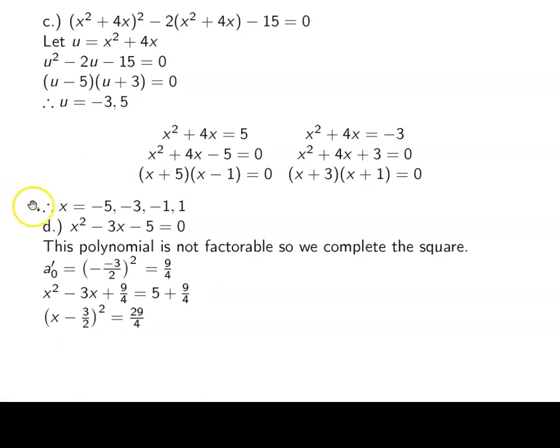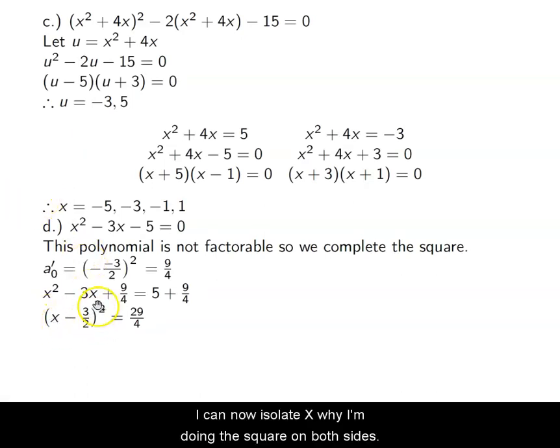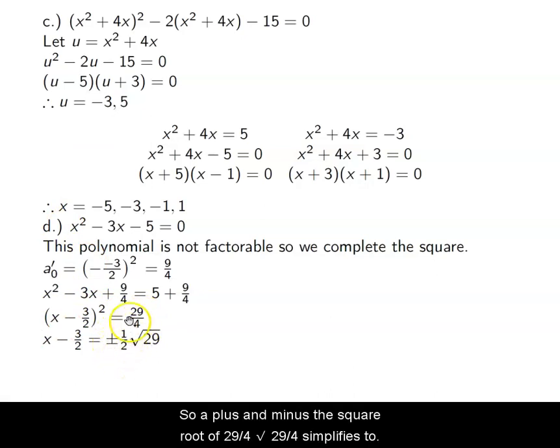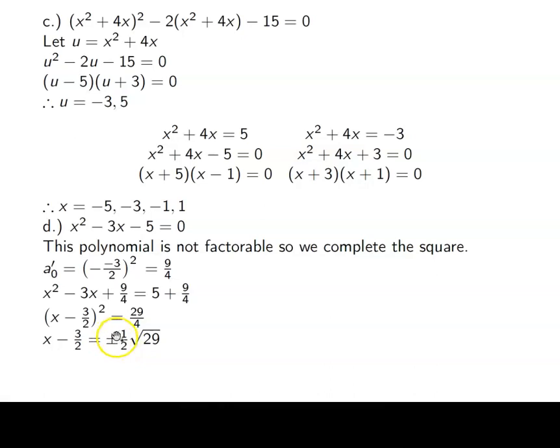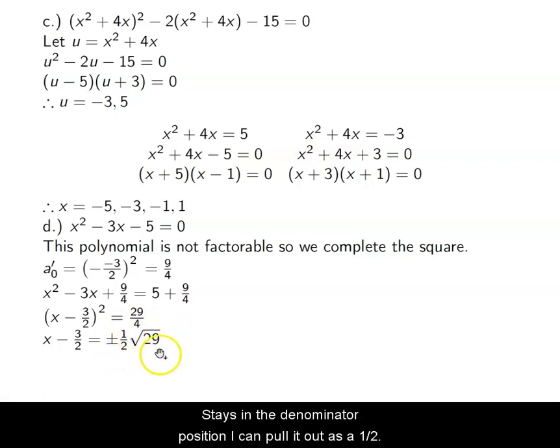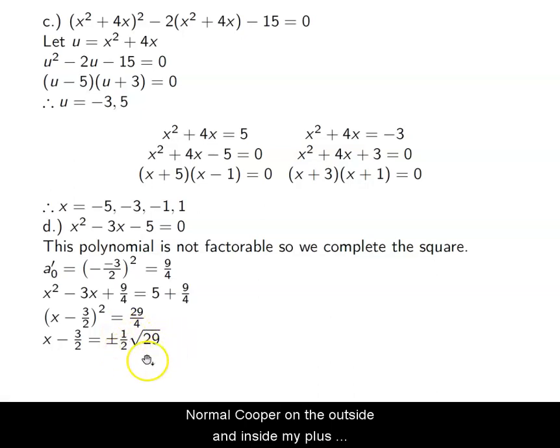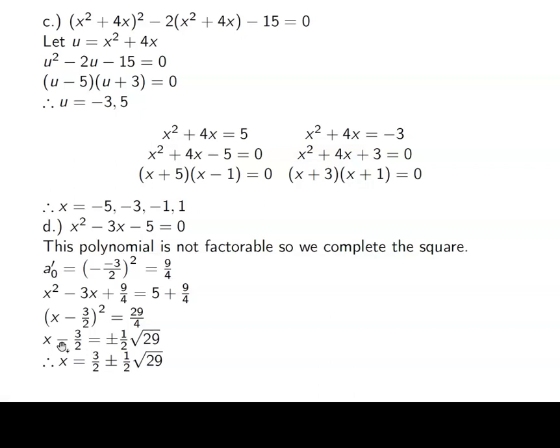Okay. So here, I can now isolate x by undoing the square on both sides. So I have plus or minus the square root of 29 over 4. The square root of 29 over 4 simplifies to plus or minus 1/2 times the square root of 29, because 4 is a perfect square. So it stays in the denominator position. I can pull it out as a 1/2. And then I just have the square root of 29. Okay, so I have my non-radical part on the outside, my radical part on the inside, my plus or minus. The next thing I need to do is add this 3/2 to the other side so that I can isolate my x, and I've solved my problem.